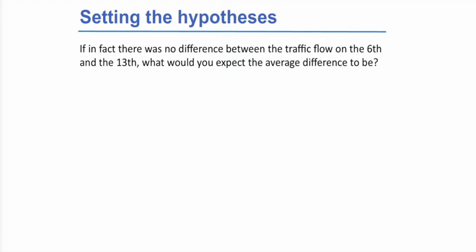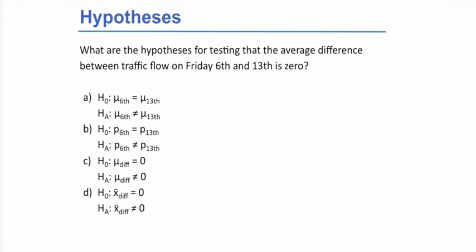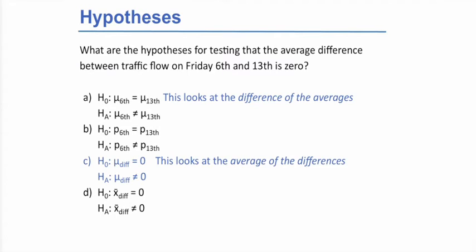If there was no difference between the traffic flow on the 6th and the 13th, what would you expect the average difference to be? Should be 0, right? If there's no difference, the difference is 0. So, what are the hypotheses that we're using for testing the average difference between traffic flow on the 6th and the 13th? The mean of the differences, our null is that the mean of the differences is 0. Our alternative is that it's not 0.